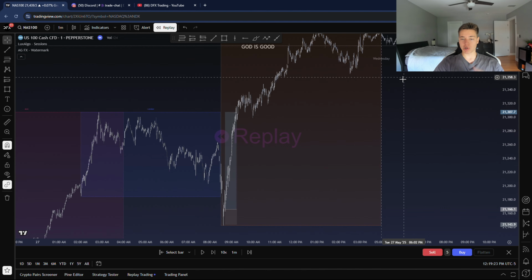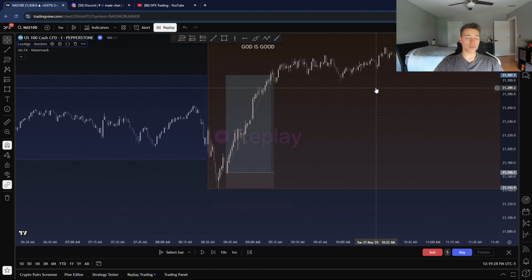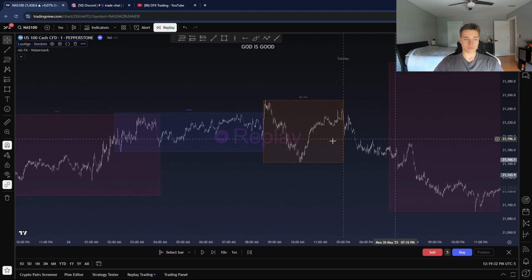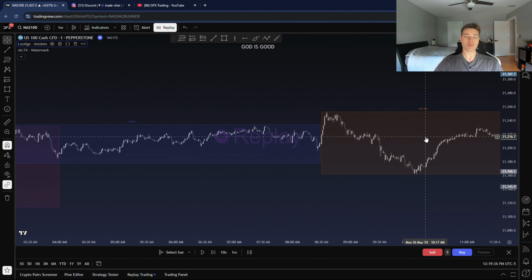Anyway, that's just a good example of it. Those are two perfect examples of it. And you can find this almost every single day. You'll see setups like this. All right. Here's another perfect example on Monday. I didn't even trade on Monday because it was a bank holiday.